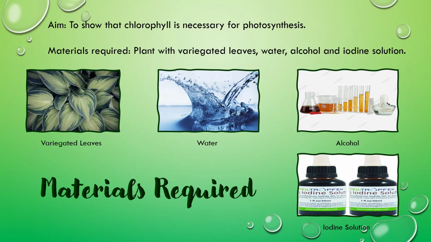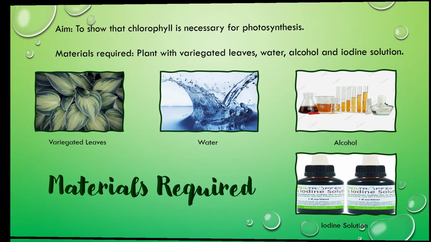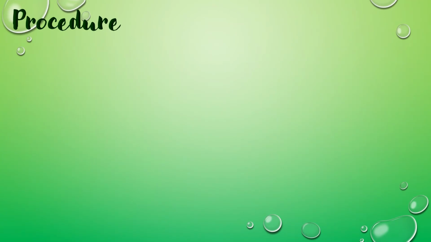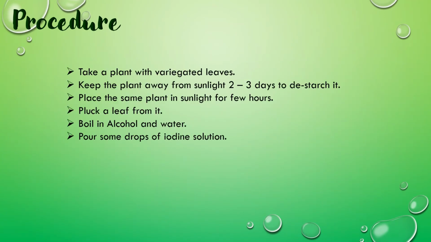So now let us move to the procedure. First take a potted plant with variegated leaves. Keep it in a dark room, away from sunlight, for 2-3 days. We need to destarch it before doing this experiment. After destarching it for 2-3 days, we have to place this plant in the sunlight for a few hours.